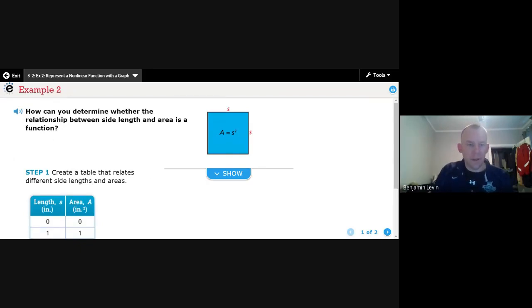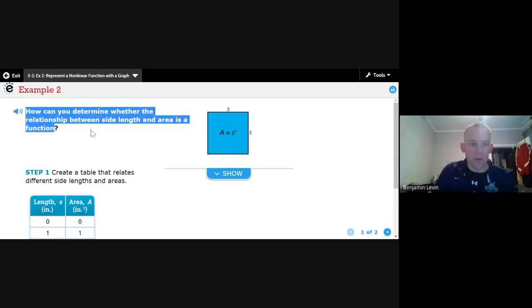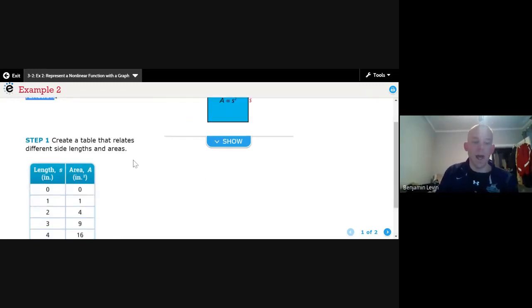All right. How can you determine whether the relationship between side length and area is a function? We talked about functions starting yesterday, right? Now remember, the characteristic of a function is for each input, there is only one output, right? That was what we talked about on Tuesday. For each input, there can only be one output. If you have two different outputs for the same input, you do not have a function.